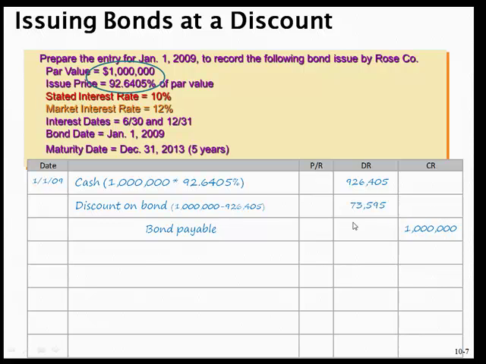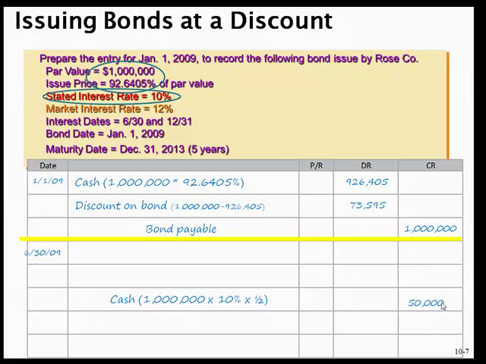So this $73,595 will be interest expense. However, we're not paying it back today. So we're going to spread this interest expense over the life of the loan, or rather, it's not a loan, over the life of the bond. So comes our first semi-annual interest payment. We have agreed we will pay according to the stated bond rate of 10%. So our cash is going to be $1 million times 10% times 1/2. We agreed to pay investors in aggregate $50,000.